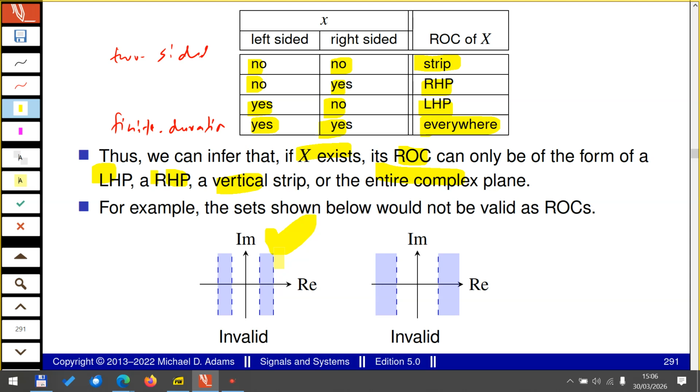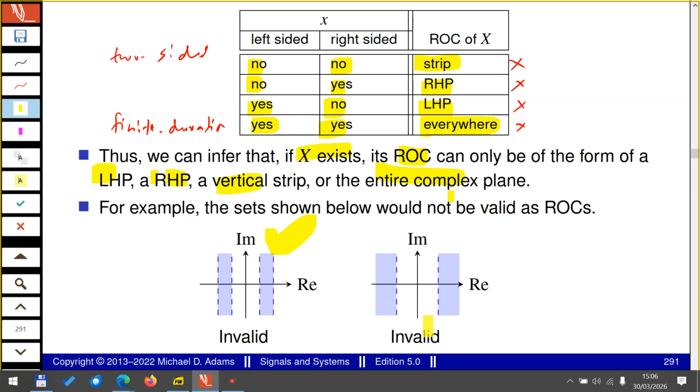Why is it invalid? Check it. Is it a single strip? No. So this fails, right? Is it a right half plane? No. Is it a left half plane? No. Is it the entire plane? No. So it fails every test.